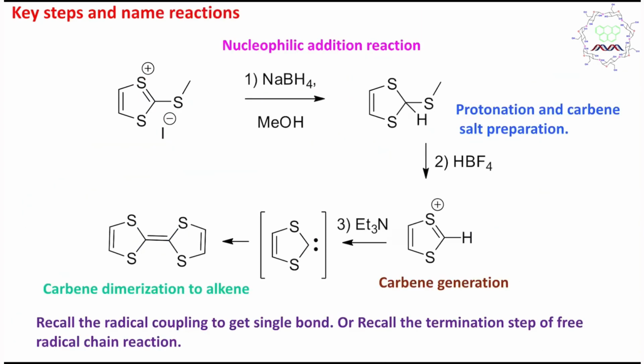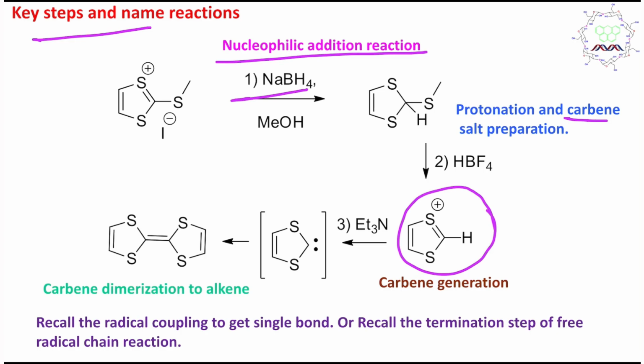So what are the key steps associated with this process? The first step is nucleophilic addition by sodium borohydride. In the second step, protonation and carbene salt preparation. This is called the carbene salt. And third is carbene generation, because a weak base or specific proton scavenger, triethylamine, is given, which has a lone pair of electrons, and that's why it can specifically abstract the proton. Because the three ethyl groups produce some bulkiness, TEA or triethylamine cannot act as a good nucleophile. So that's why it will produce this singlet carbene, and then it will dimerize to the corresponding alkene.